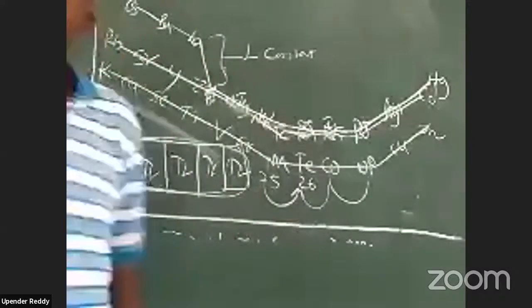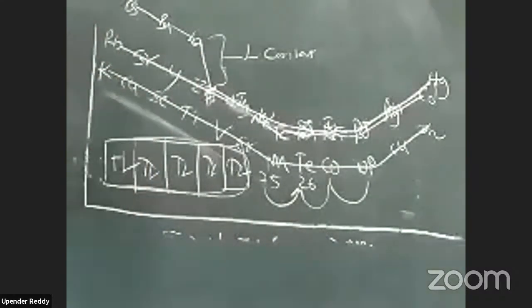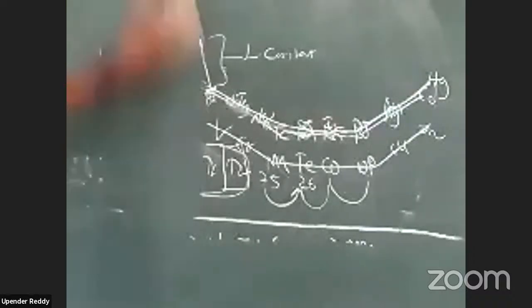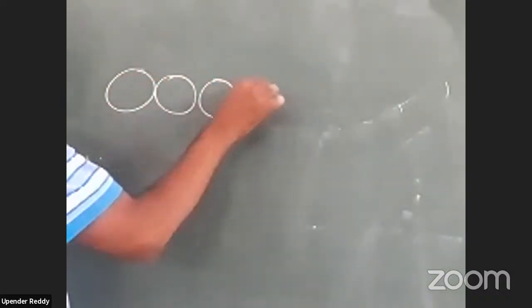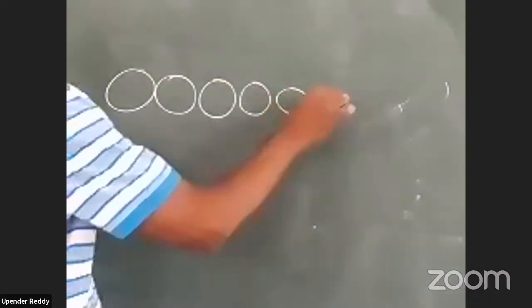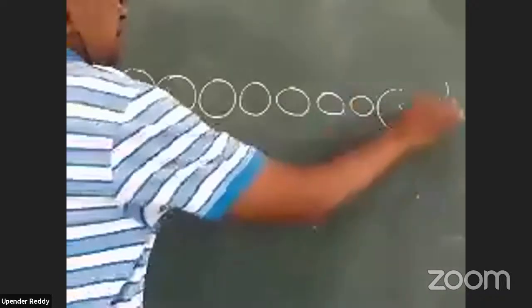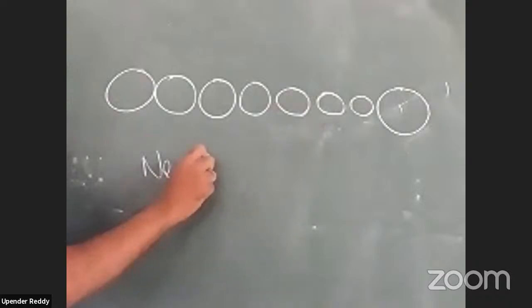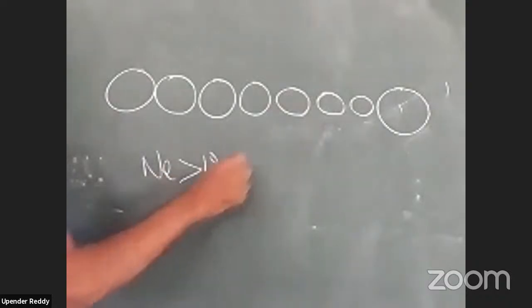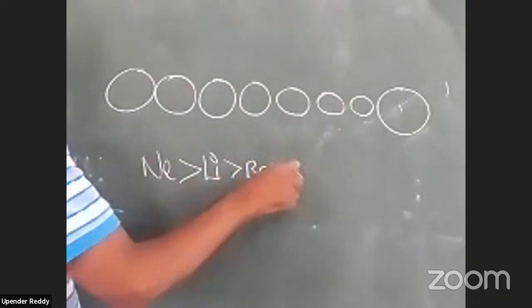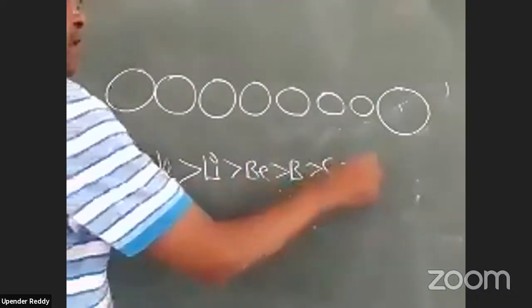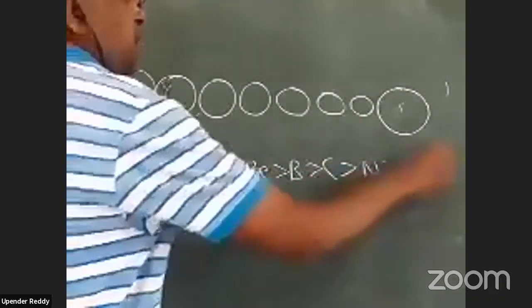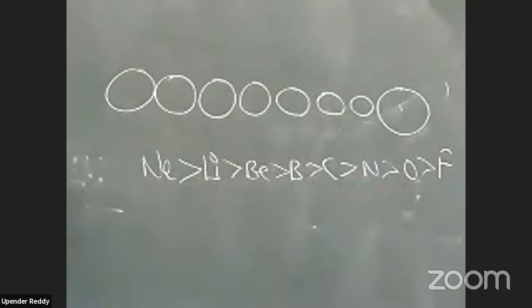That is why I am going to explain that also now. To understand this, listen to me once: what is the size effect from lithium to neon? It is lithium, beryllium, boron, carbon, nitrogen, oxygen, fluorine, neon. Which is more size? Neon is more size, followed by lithium, beryllium, boron, carbon, nitrogen, oxygen, fluorine. Fluorine is the least size one. Neon is the large size one.